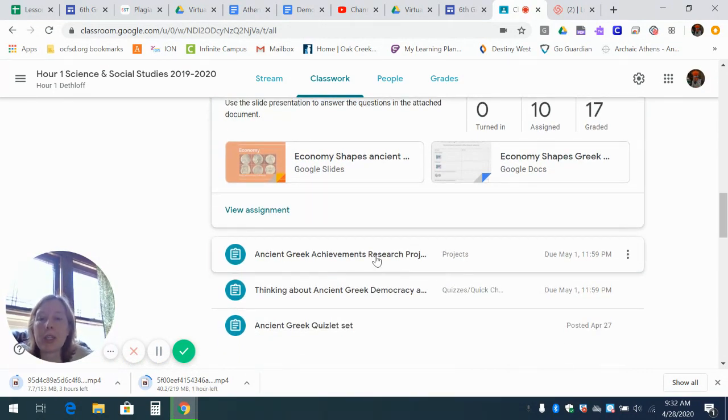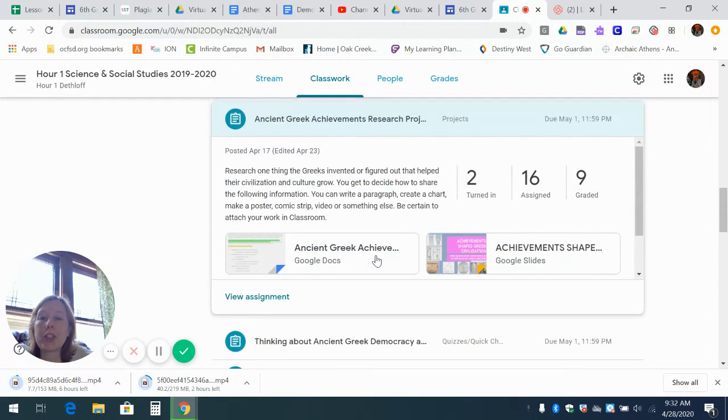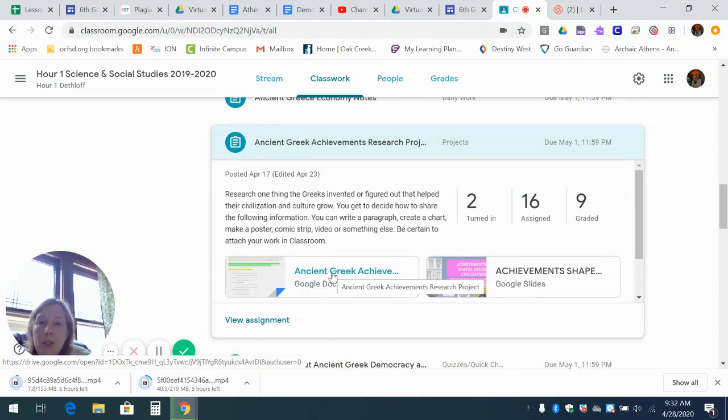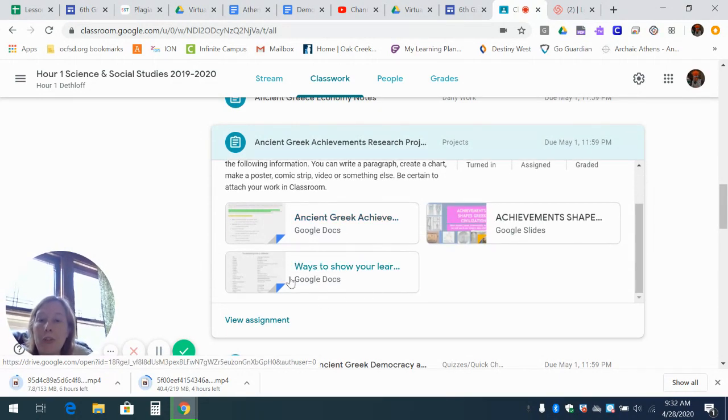Then the other thing you want to start working on today is your Greeks achievement project. So I introduced this last week, gave you another week to work on it. You can keep working on it based on the feedback I give you and turn it back in, and add some more and turn it back in, and you can add some more and turn it back in until you're happy with your grade. And so the directions sheet is here, right? So this is the directions on what you need to do. And then you need to make sure that you attach whatever you're doing to show your learning. So however you decide to show your research, you're going to put it here.